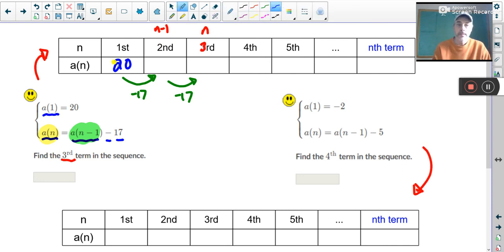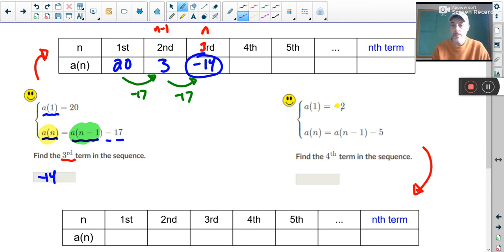My first term is 20, and my second term, if I subtract 17, I get to 3. 20 minus 17, yep. Okay, and 3 minus 17 is -14. It asks for the third term of the sequence. I started with the first term, I followed my common difference, and I got it. It's -14.